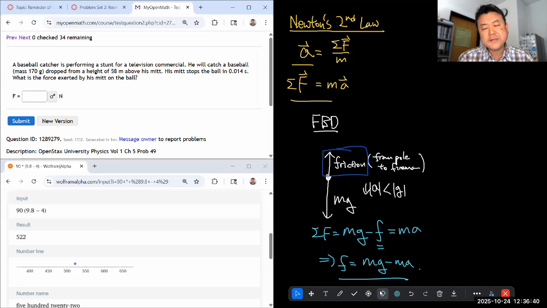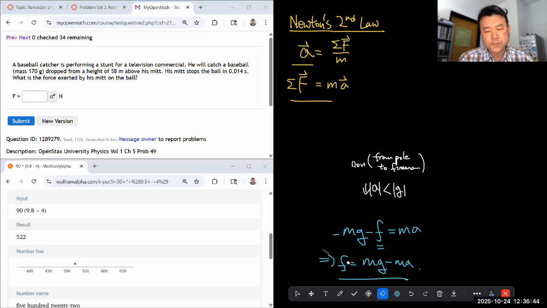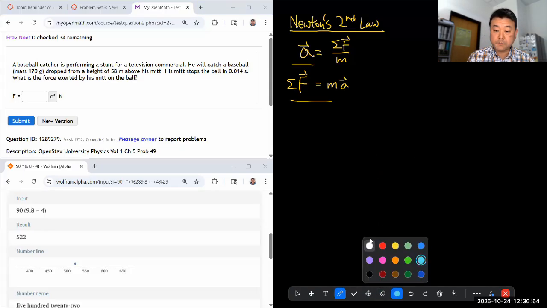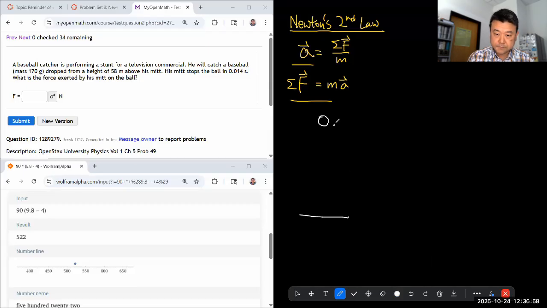So let me first start by sketching the setup, because that'll help me think through what information I have, what laws of physics I need, and what I need to go through. So we are given this situation where a ball is being dropped from some height, assuming from a zero velocity, down to here.